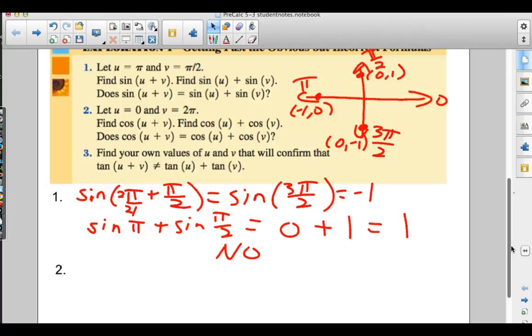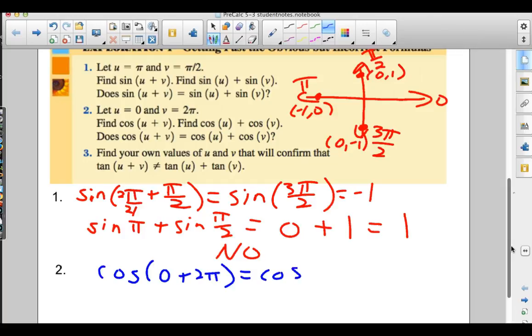Now for number 2, it says, how about if we have u as 0 and v as 2 pi? Okay, so maybe those were just two really bad quadrantal angles. Maybe the other two will work nicer. So we're supposed to find the cosine of 0 plus 2 pi. Well, that's going to be the cosine of 2 pi. And remembering again that it's always cosine, comma, sine, that would be a 1.